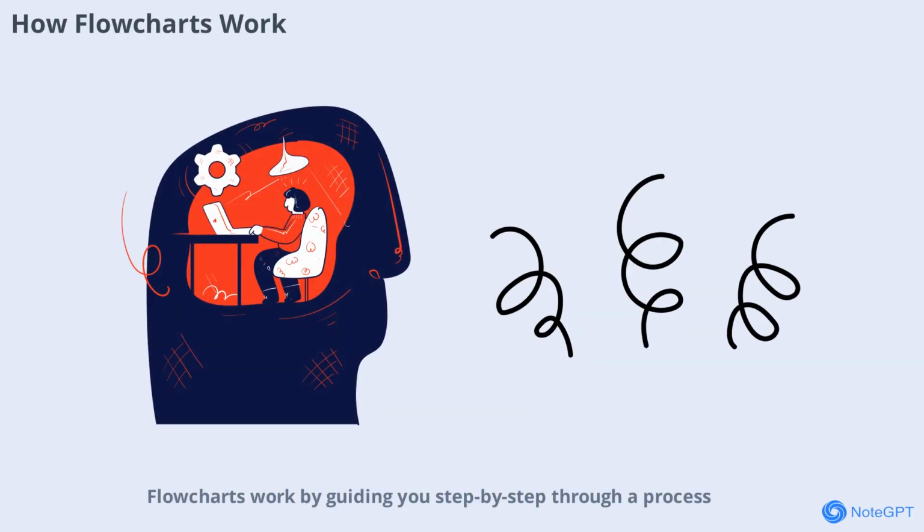first. Flowcharts work by guiding you step by step through a process. Each shape represents a specific action, decision, or event, and the arrows show how you move from one step to the next. This visual approach makes it easy to spot where things might go wrong or where improvements can be made. By following the arrows, anyone can trace the entire process from beginning to end, ensuring nothing is missed and every detail is accounted for.